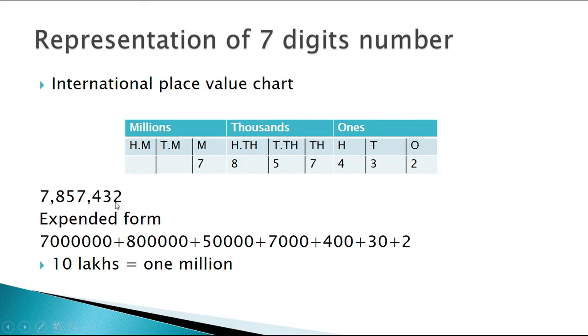Then 3. After 3, 1 digit. We will put 10. Then finally 2. We will put 2. So students, when we again join them and add them, we will get again our answer, our result: 7,857,432. And here is a comparison: 10 lakhs is equal to 1 million.